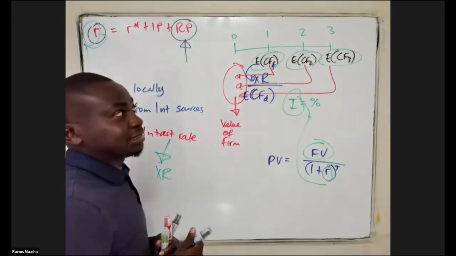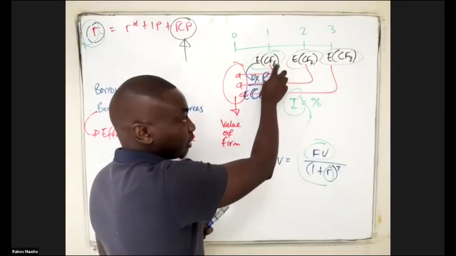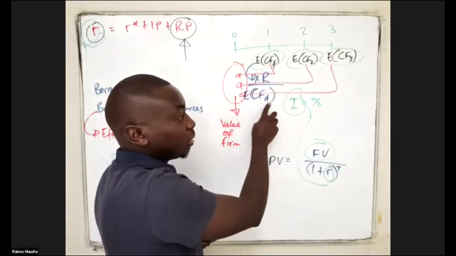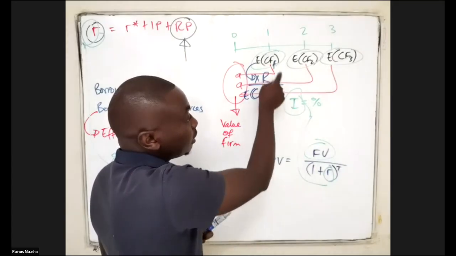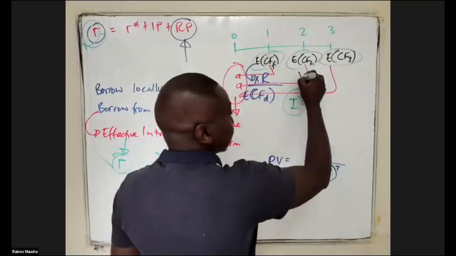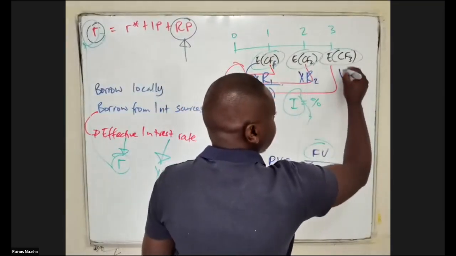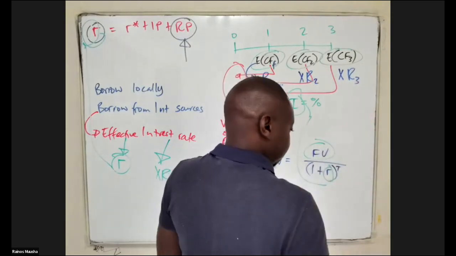in the domestic currency. So how the expected cash flow in the foreign currency is converted into the equivalent domestic currency is going to be affected by what? The exchange rate as well. Which means we need to find out exactly what the exchange rate is in period 1, in period 2, and in period 3.